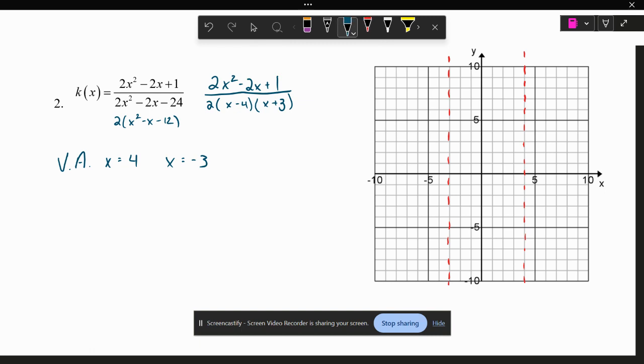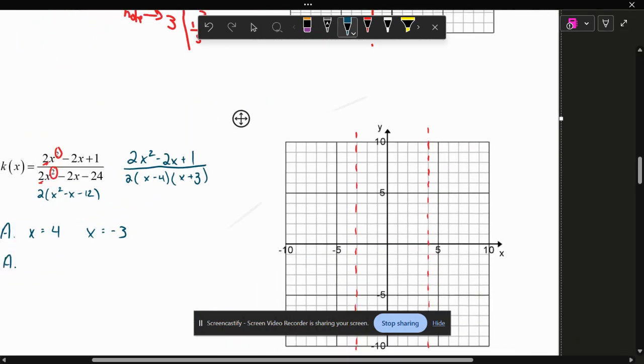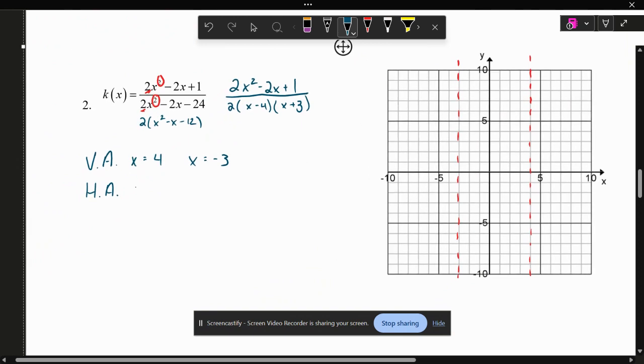So next up is horizontal asymptote. Horizontal, you want to look at the degree, so see how big the exponents are. If you notice, both of these exponents are the same, x squared, x squared. So I'm looking at my lead coefficients. y is equal to 2 over 2, which is 1. And I'm going to go ahead and plot that horizontal line there.